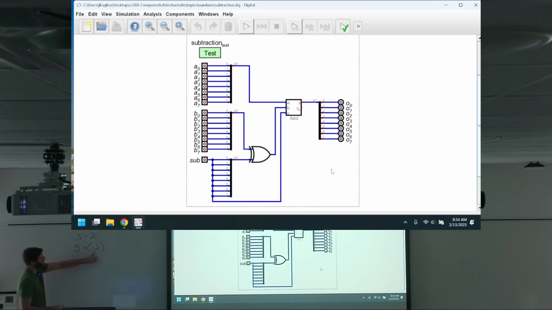So what we're going to do is just negate the number. We're going to do addition, but just negate the number. How are we going to negate it? With that 2's complement idea. Invert the input and then do the addition.